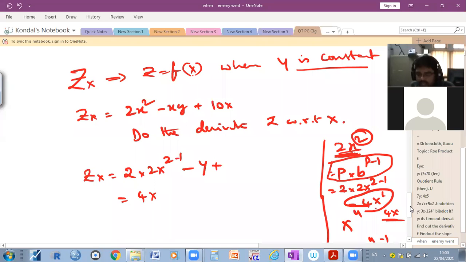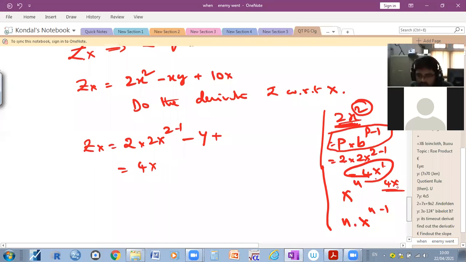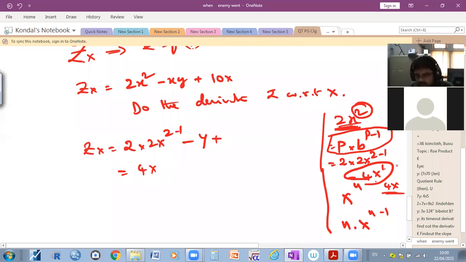Generally in mathematics, when the power value is equal to 1, we cannot write that 1. When the power value is more than 1, we can write 1.5, 2, 3 or 4. But when the power value is equal to 1, we cannot write it. So therefore, we can write 4x only.